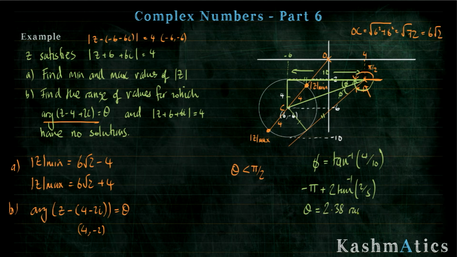2.38 radians. Okay, so my final answer is, for it to not have a solution, theta needs to be less than pi over 2, and theta needs to be greater than minus 2.38 radians.